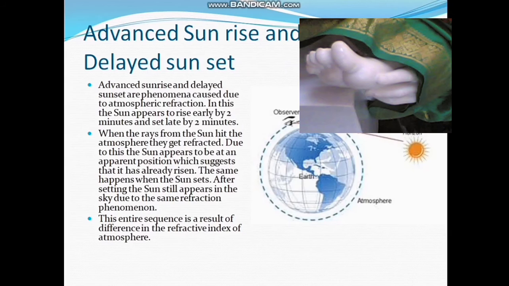Another feature of this is advanced sunrise and delayed sunset. The sun is visible to us about 2 minutes before the actual sunrise and 2 minutes after the actual sunset also. It is due to atmospheric refraction.